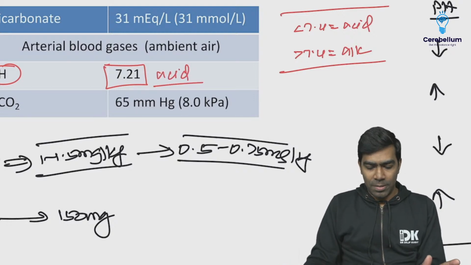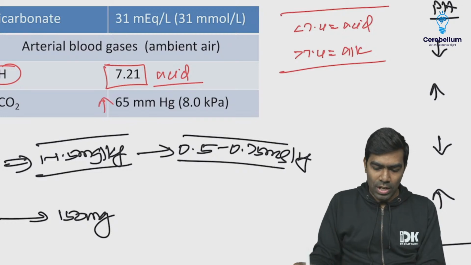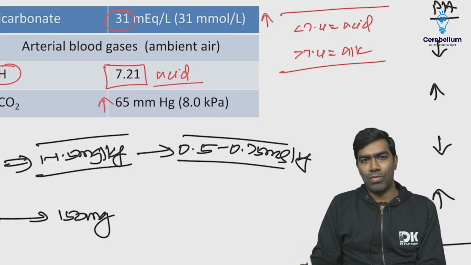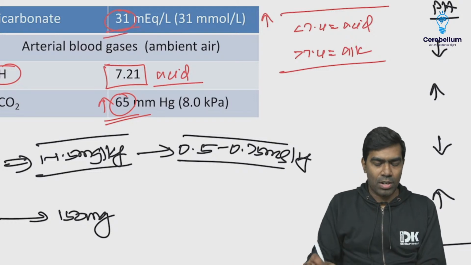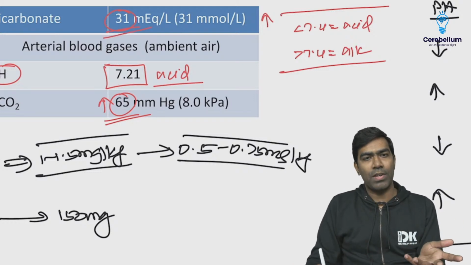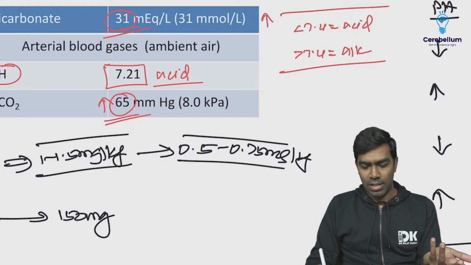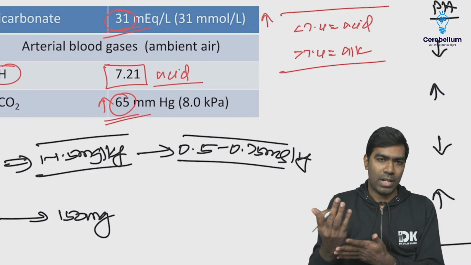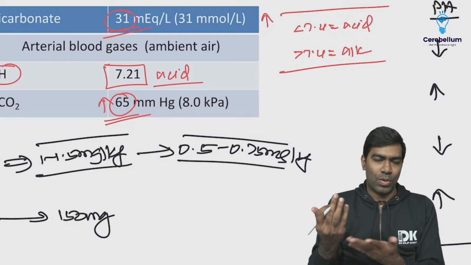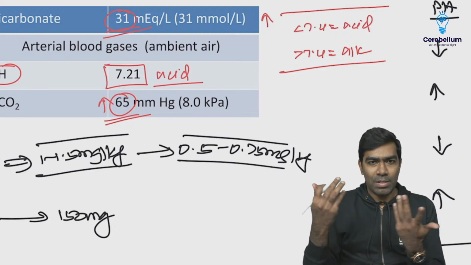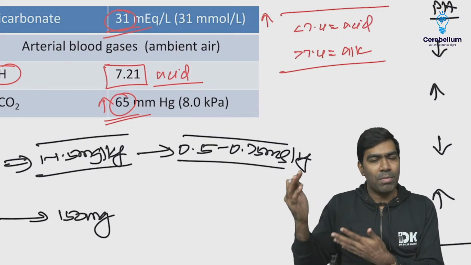But nevertheless, if you see here, the PaCO2 is also high. The bicarbonate is also high. Both are increased because bicarbonate normal value is 24 and PaCO2 normal value is 40. So PaCO2 is more than 40 here, 65, increased. Bicarbonate is more than 24 here, so that's also increased. So what is the inference? It is respiratory acidosis, but you don't need to know the table for this.